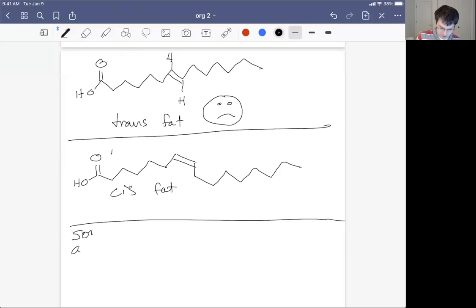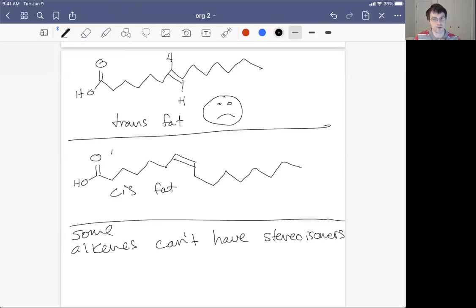So let's just write it this way. Some alkenes can't have stereoisomers. And what happens here is that on one side of the alkene, you have two of the same thing. So if we had something like this, where we have two hydrogens over here, if I said to you, are the hydrogens on either side of the alkene, are they on the same side or the opposite side? You would say neither, because both of the hydrogens are the same.